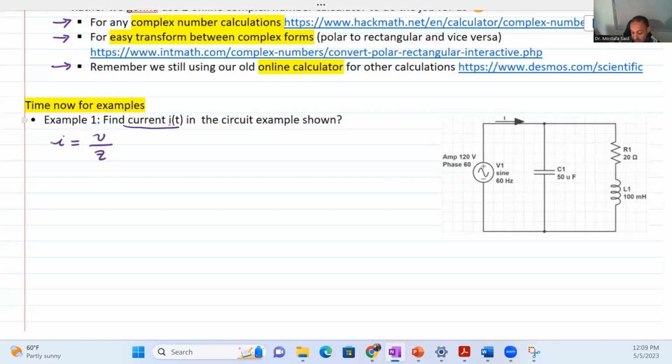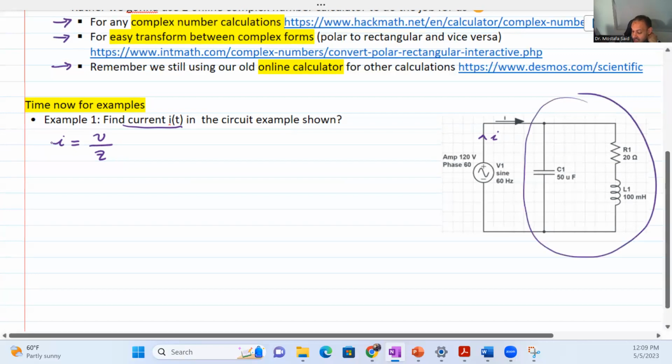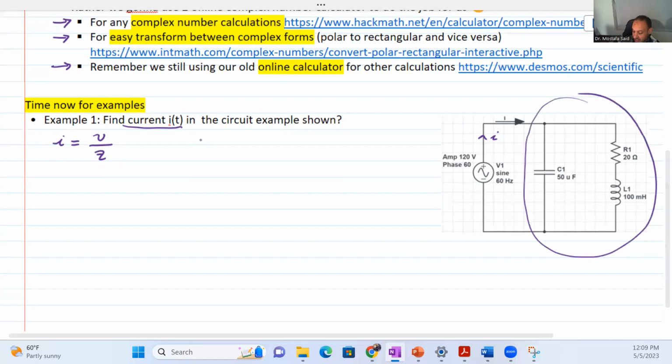it asks us to find the current I flowing in that branch. This is I. And we're going to do it using Ohm's law. So in Ohm's law, we should have one impedance on the resistor, and one source, right? We have a source here. This is our source. So we need to simplify all these impedances into just one impedance. So let's do the circuit in that way.